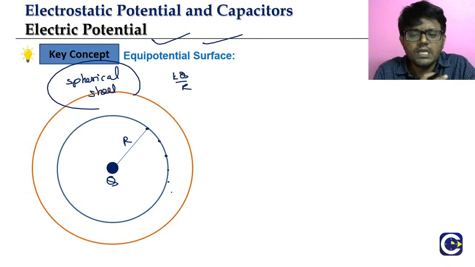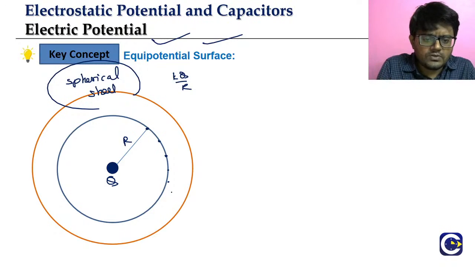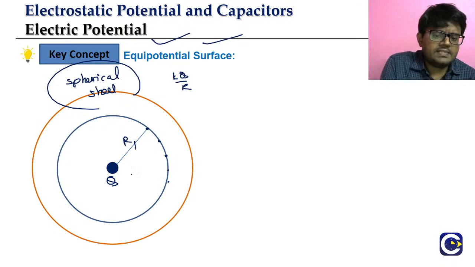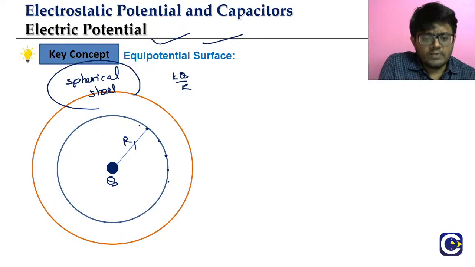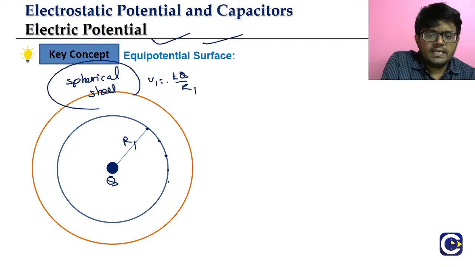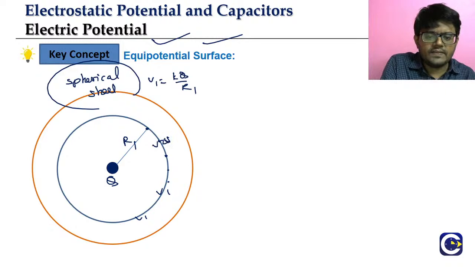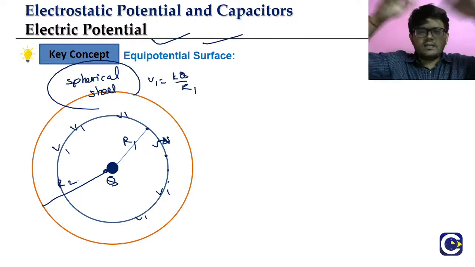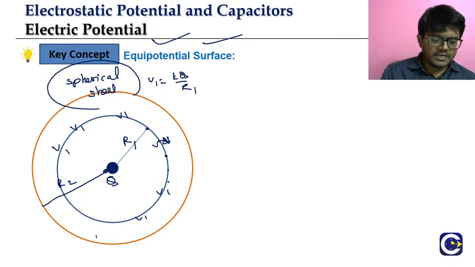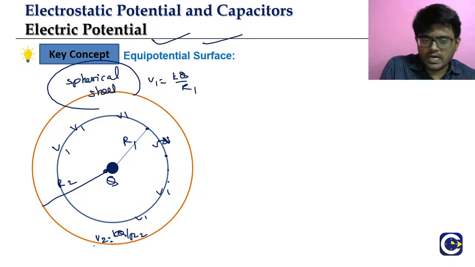Okay. Equipotential surface, we can have not just one surface. Look here, let us say this is a point which is at a distance r1. So the potential there is kq by r1. So you will draw a spherical shell of radius r1. That is an equipotential surface. Each and every point on the surface will have the same potential v1. Similarly, we can draw one more surface here, the spherical surface with a radius r2. Each and every point will have the same potential, which is equal to kq by r2.